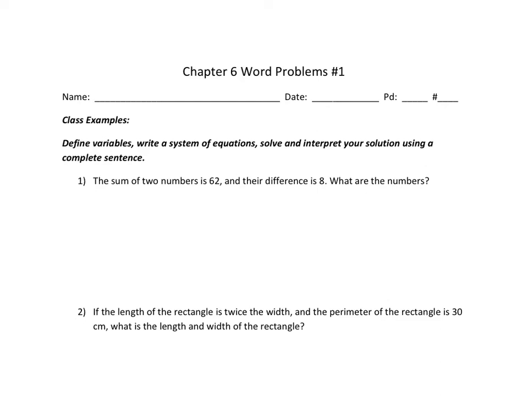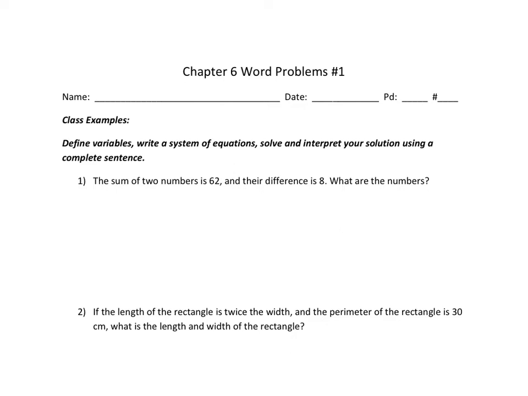Okay, we are going to be looking at Chapter 6 word problems now. There's going to be 4 steps to our word problems. We're going to define variables, and we're going to be specific when we do it. We're going to write a system of equations, and that means we're going to write at least 2. We're going to solve it using substitution or elimination. You could graph them, but we know that's not going to give us an exact answer every time. And then our final part will be to interpret the solution using a complete sentence.